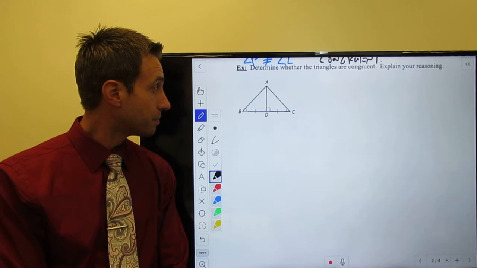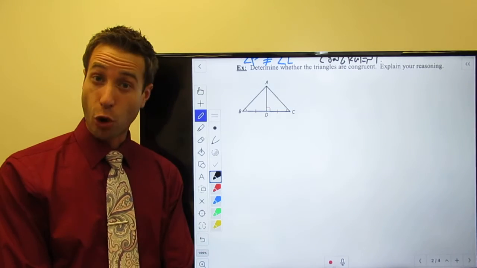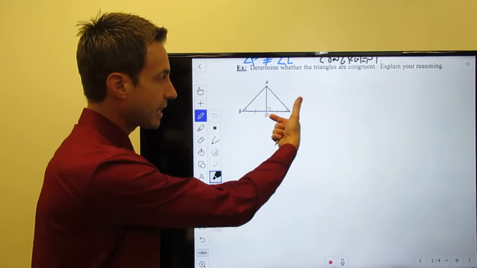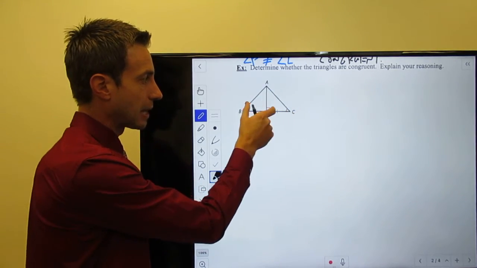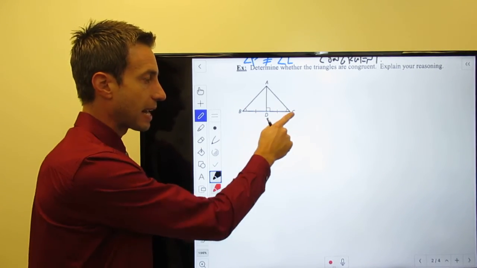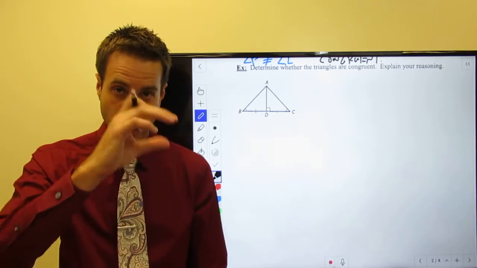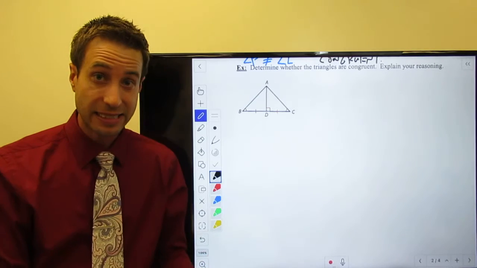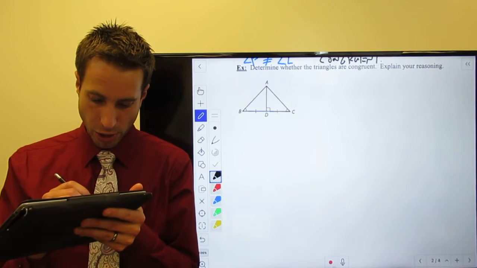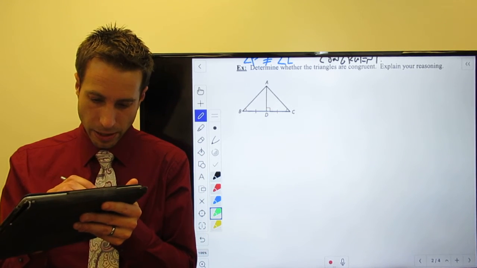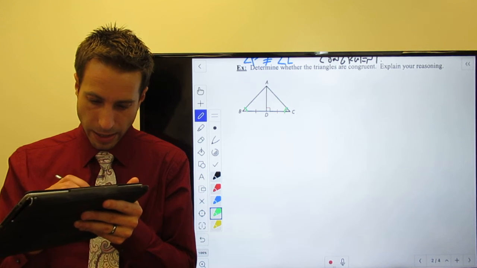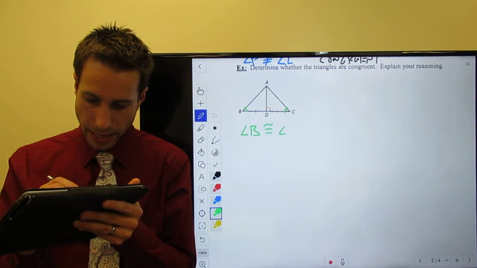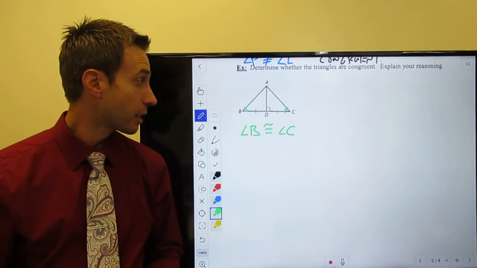Here's what I see. I see that I have corresponding angles B and C, right? If I take this triangle and flip it over, angle B and angle C are corresponding angles. They're angles that would lie on top of each other. And I'm showing in the diagram that they're congruent. So I know angle B is congruent to angle C.